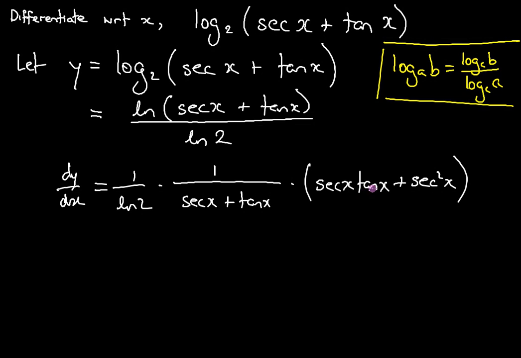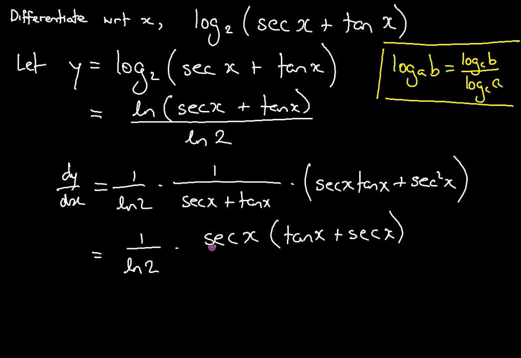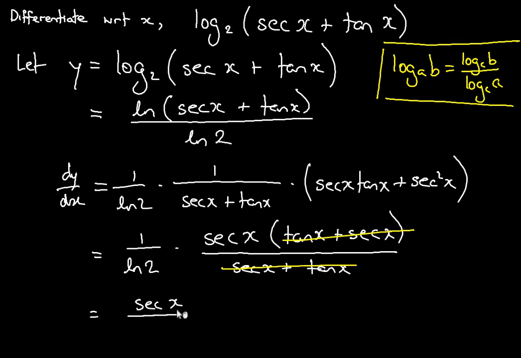So, if we look at this, yes, we can see that there's something in common here. We can pull out this factor of secant x, so anyway, let's keep it 1 over ln 2 times secant x, bracket, and then I've got tan x plus sec x, or tangent x plus secant x, and that's all divided by, what would you know, secant x plus tangent x. So as it turns out, this and this will cancel nicely for me, leaving me with secant x over ln 2.